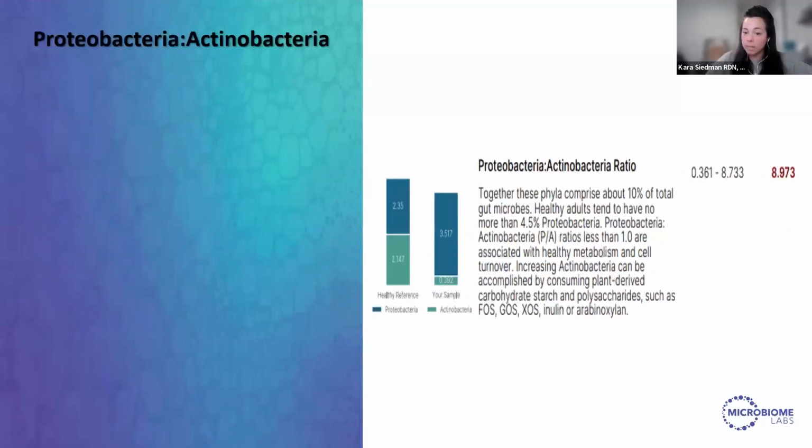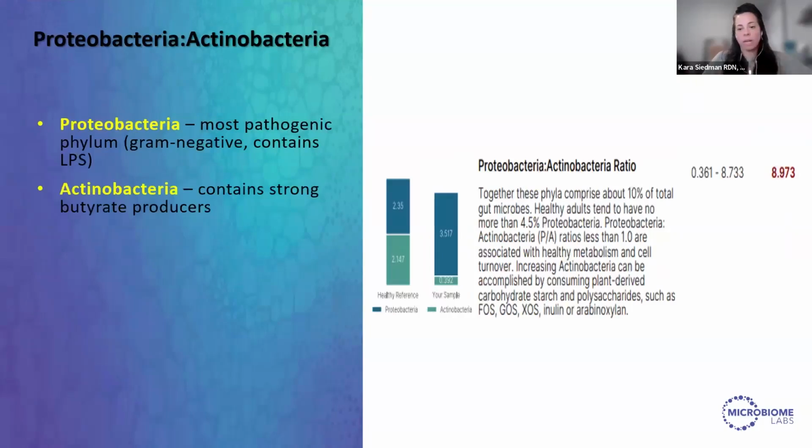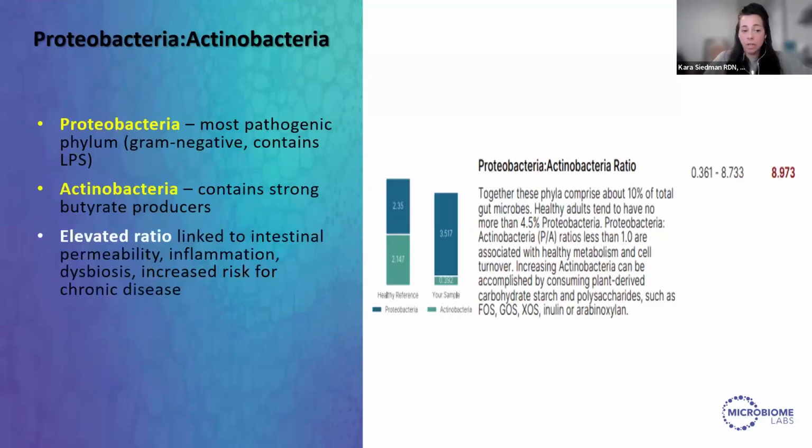Proteobacteria to actinobacteria. So Proteobacteria is one of our most pathogenic phyla. It contains the most gram-negative bacteria, which is our most LPS containing, LPS being a bacterial endotoxin that sits on the cell walls of our gram-negative bacteria. And then our actinobacteria has lots of butyrate producers. We also have lots of actinobacteria in the oral microbiome. So an elevated ratio is linked more towards intestinal permeability, inflammation, dysbiosis.